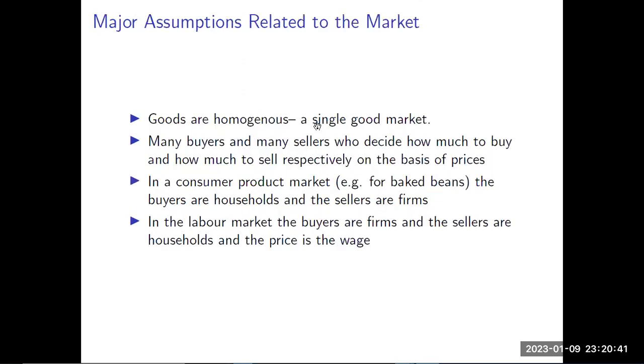When we study markets, we generally make some assumptions about them. The first assumption is that the goods are homogeneous. It is a single good market. Homogeneous means the goods are the same. There is no difference whatsoever between the goods being sold by one seller and the other seller. Another assumption that decides the structure of the market is the number of buyers and sellers.